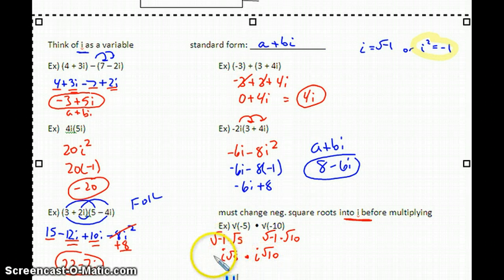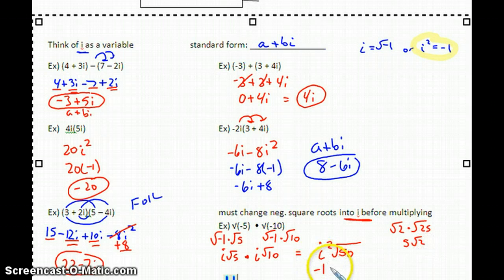Now you can multiply them together. Multiply what's on the outside together: i times i would be i squared. Multiply what's underneath together: 5 times 10 is 50. Now remember, i squared is the same as negative 1. And then the square root of 50, I know, is the square root of 2 times the square root of 25, which is 5 square roots of 2. So I have to take negative 1 and multiply it by 5 square roots of 2. When I do this, I end up with negative 5 square roots of 2.